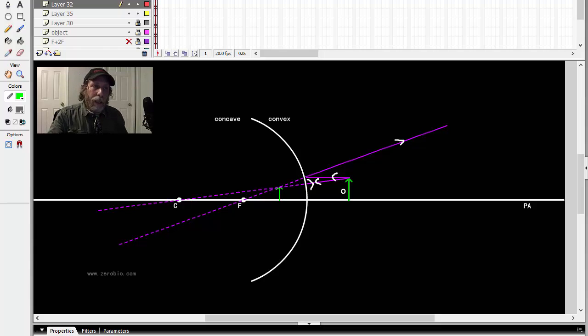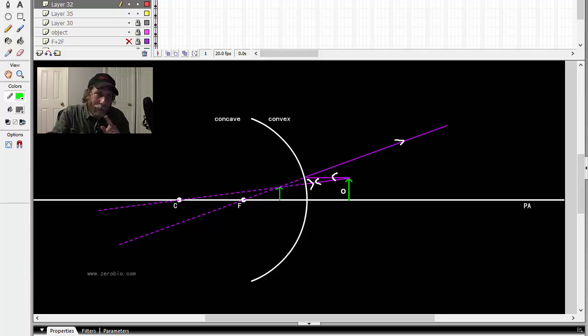And what we see in terms of the SALT characteristics for this: size, smaller; attitude, upright; location, behind the mirror. And that leads to type, virtual. Okay, first of all, because it's behind the mirror, it's not really there, all right? And because it's formed by the intersection of dotted lines.